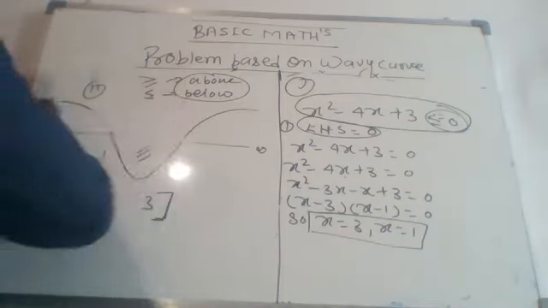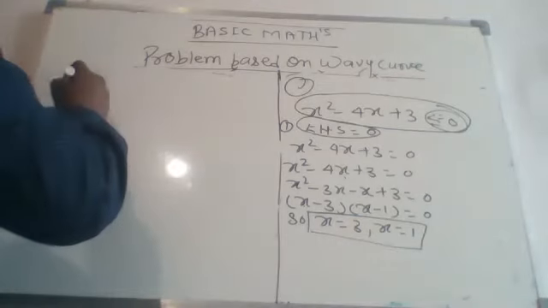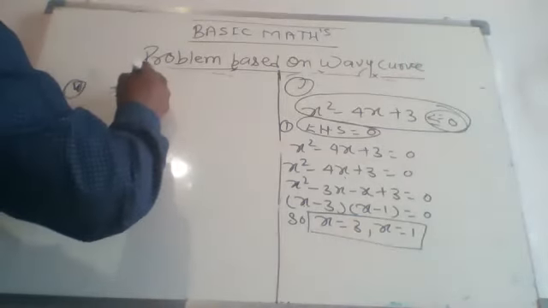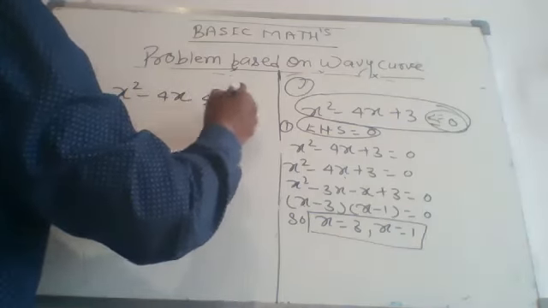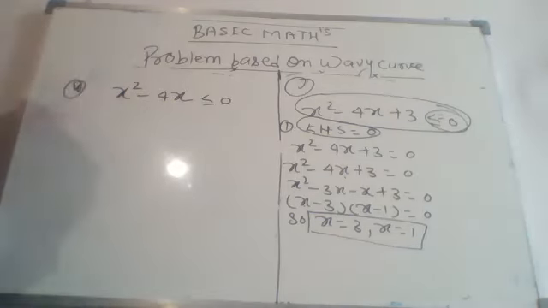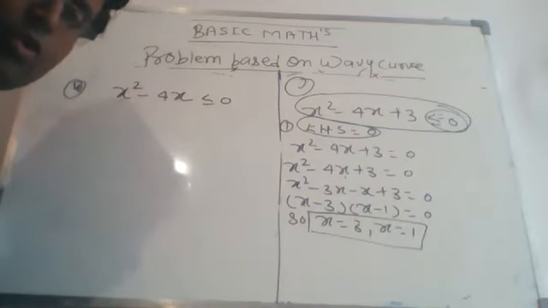Now next, we are going to talk about the last question, the 6th one: x square minus 4x is less than or equal to 0. Going to explain this one. x square minus 4x less than or equal to 0.